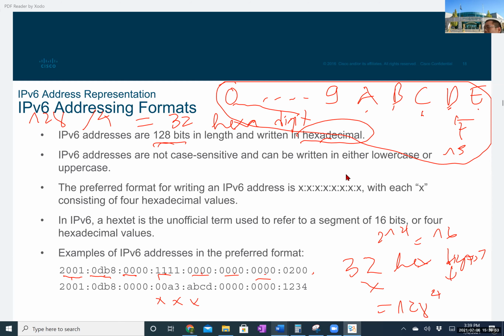Remember, IPv6 is not case sensitive. You can write it in uppercase or lowercase, whatever it is. And remember that they are represented in hexadecimal. Each hexadecimal digit needs 4 bits, and in total you have 32 hexadecimal digits. They break them down into 8 groups, and they separate each group by a colon.